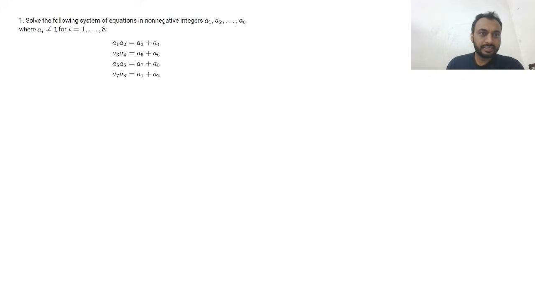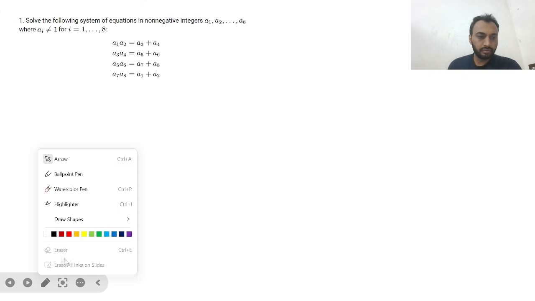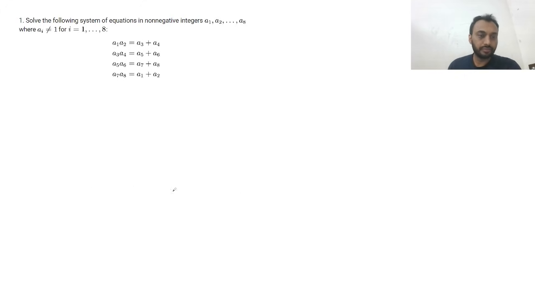Hi guys, so let's see question number 1 of RMO KV 2025. In this we are given A1, A2, ..., A8 are non-negative integers where none of them is equal to 1, right? And these conditions are given: A1 A2 is A3 plus A4, and so on.